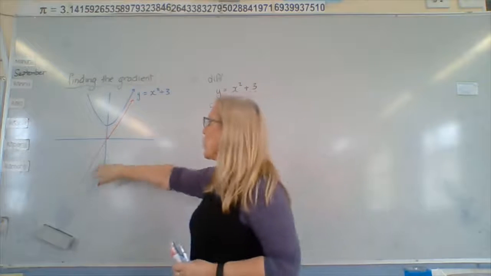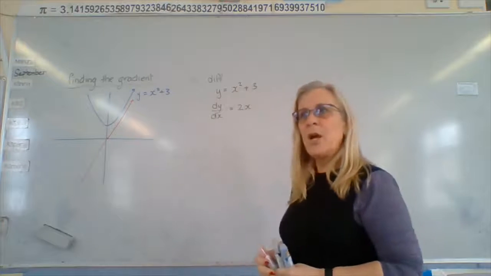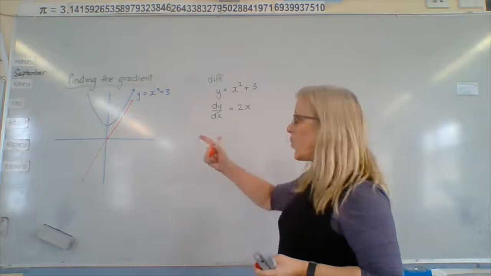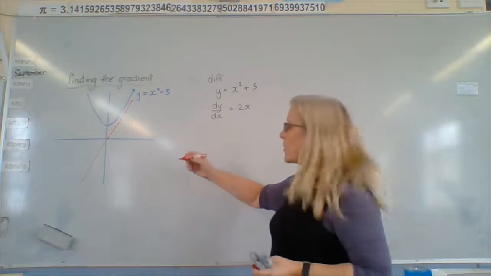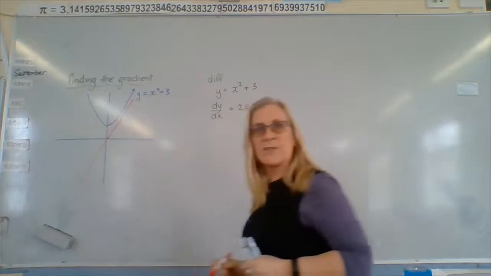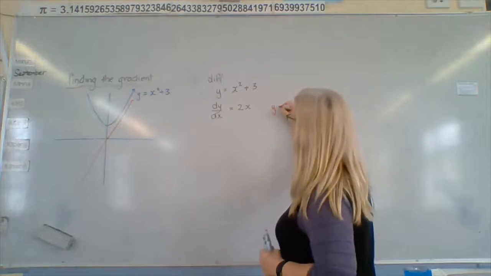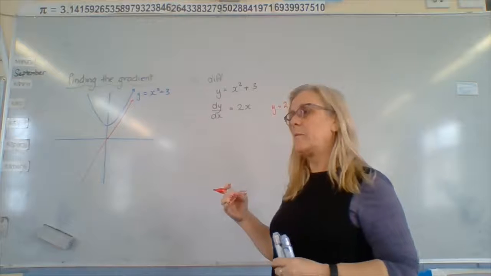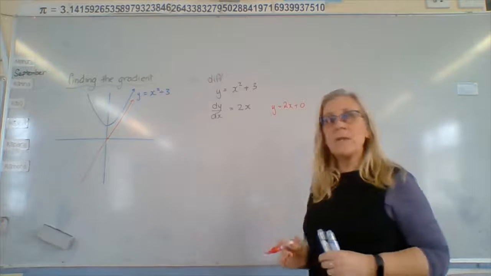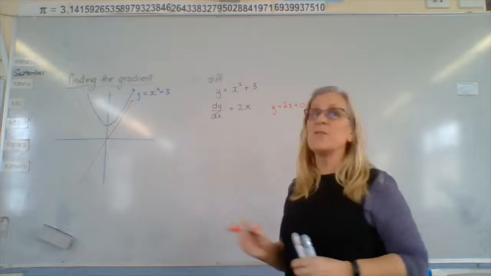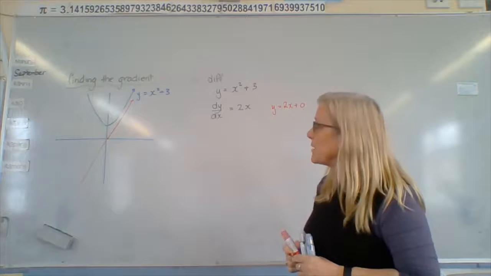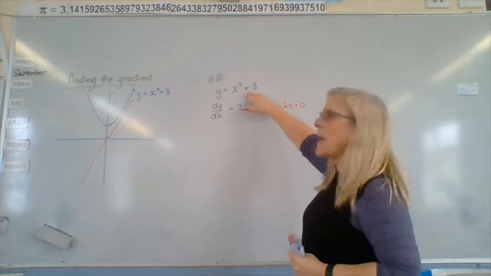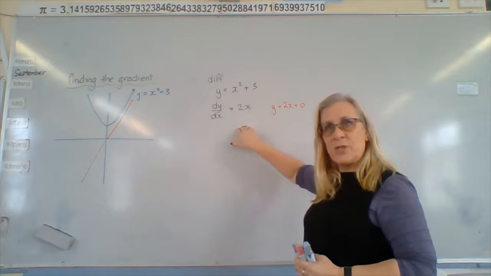If I had said to you, what is the equation of this red line? Hopefully most of you could have said it's a straight line, and the gradient is approximately 2 up and 1 across. So you would have got y equals 2x plus 0 because it went through 0. Y equals mx plus c, right? That is the equation of the gradient, and that gradient function came from the original function by differentiating.